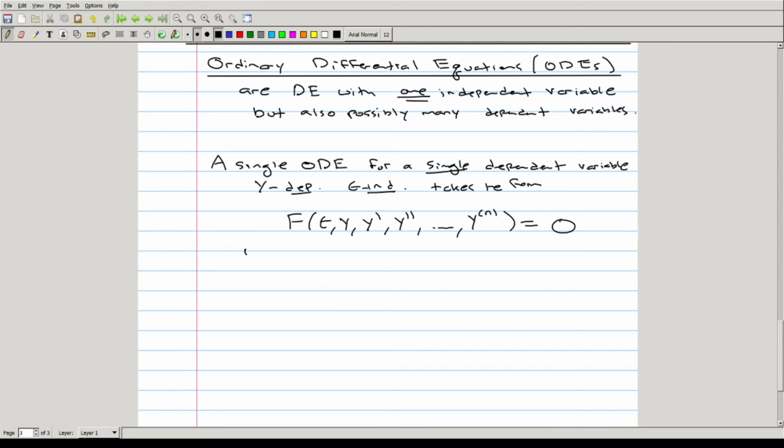We call y a solution, y equals y of t is a solution, if this equation is satisfied for all t in some interval or set I.